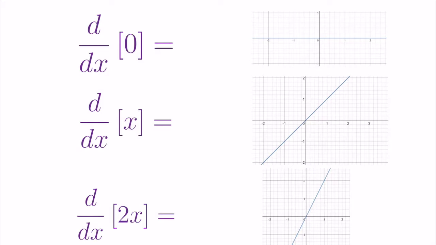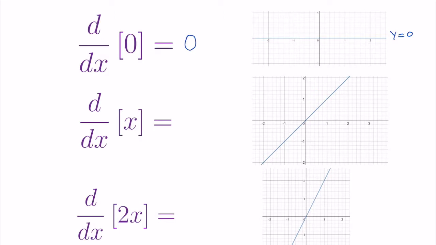What is the derivative of 0? Well, the derivative is the slope of the function. Here we're talking about the function y equals 0, which is just that horizontal line, the x-axis. And what's the derivative? Well, the slope of that line, which is 0.